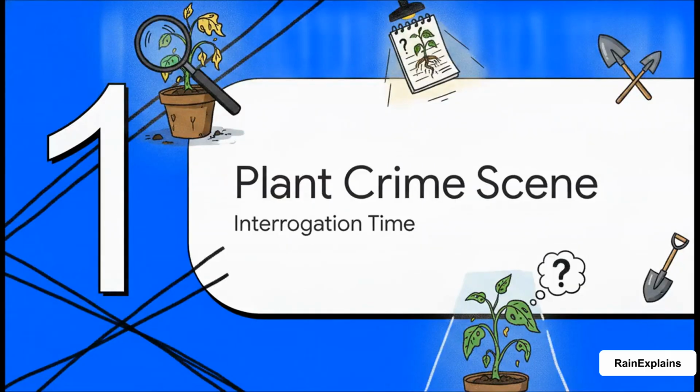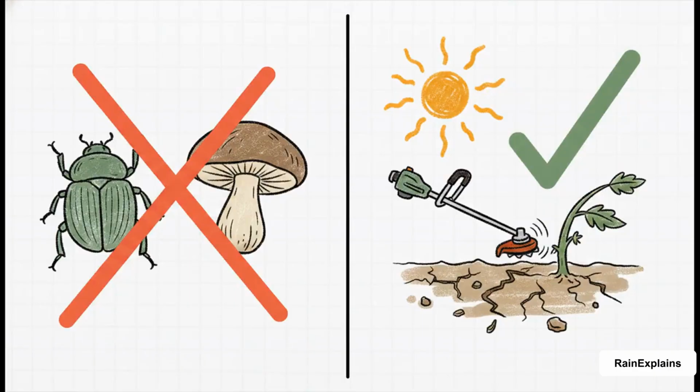Section 1. The Plant Crime Scene. Interrogation Time. Okay, so before we jump to any wild conclusions about what caused the damage, we really need to know the golden rule of plant diagnostics. And it's beautifully simple. Before assuming a disease is contagious, you absolutely have to rule out abiotic, meaning non-living causes first.